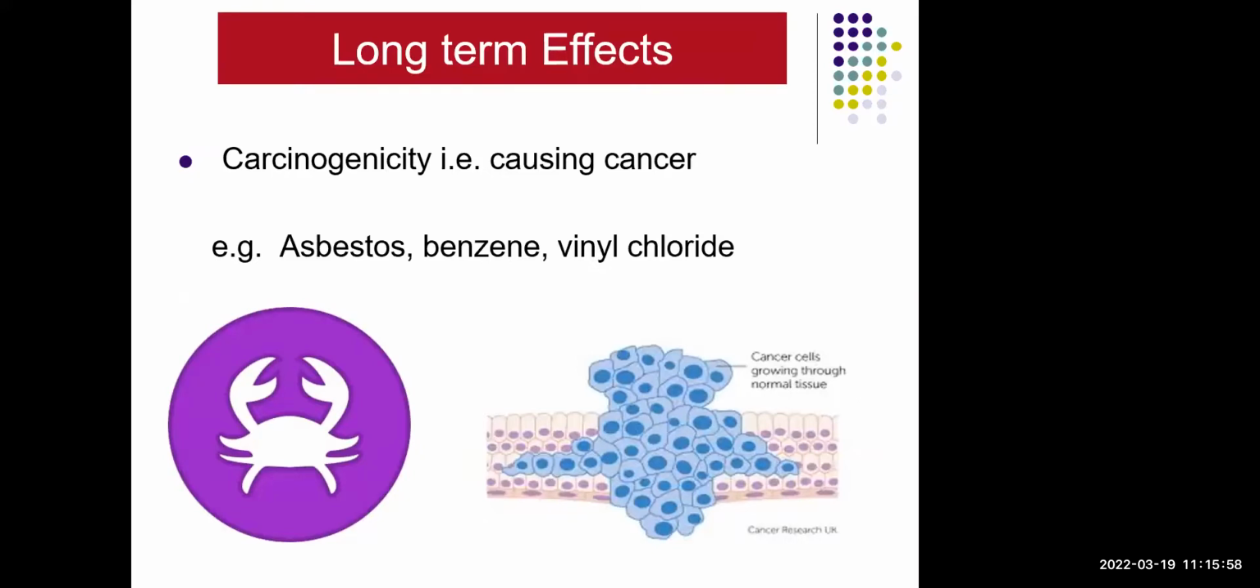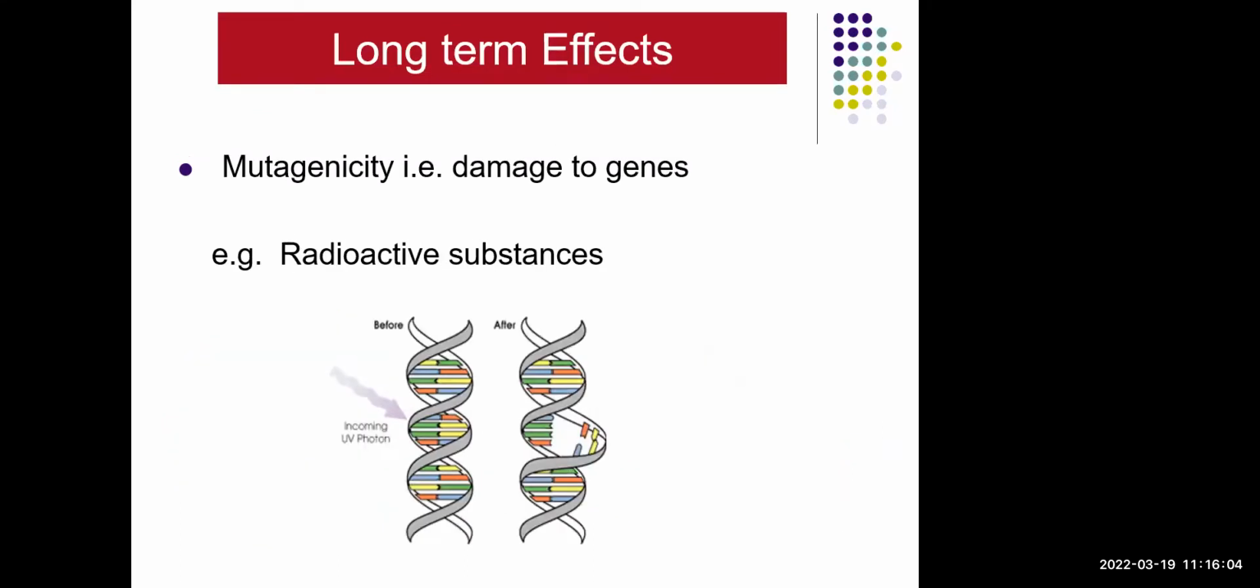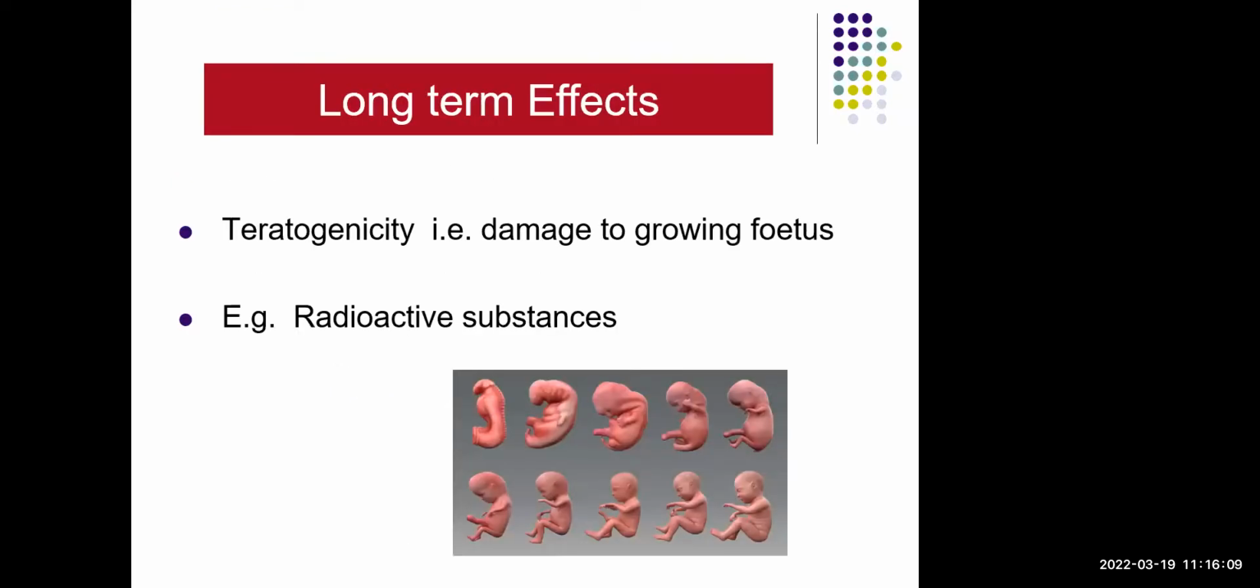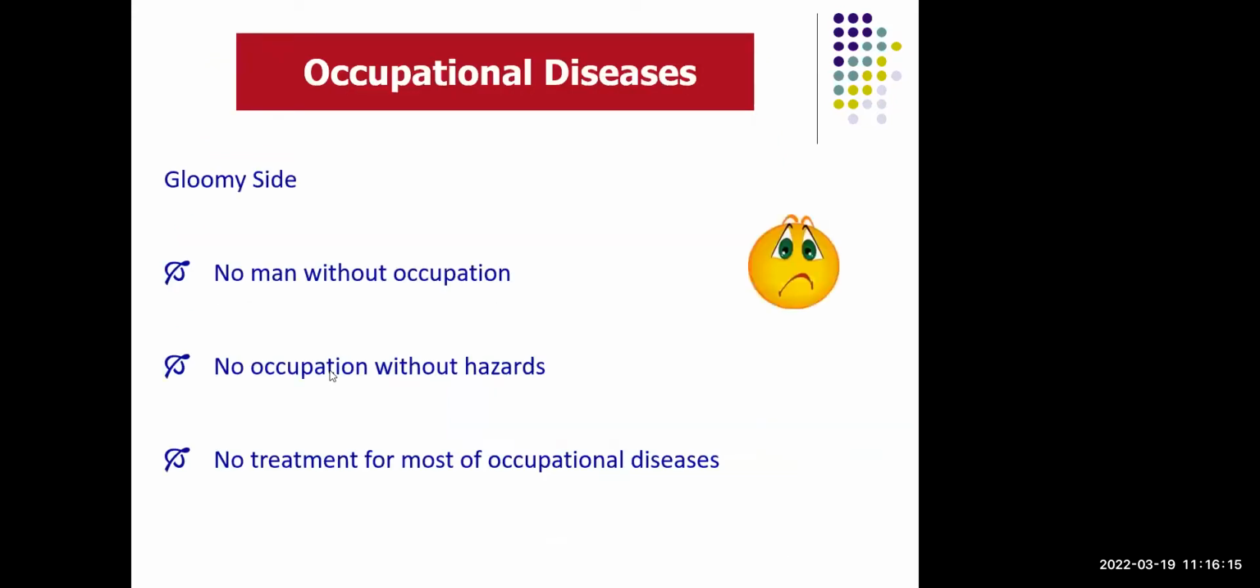Carcinogenicity is all well known. We just discussed cancer of the scrotum, the soot, asbestos, benzene, vinyl chloride. Mutagenicity, that is damage to the genes, for example by radioactive substances, or teratogenicity, damage to the growing fetus, for example by radioactive substances and other chemicals.